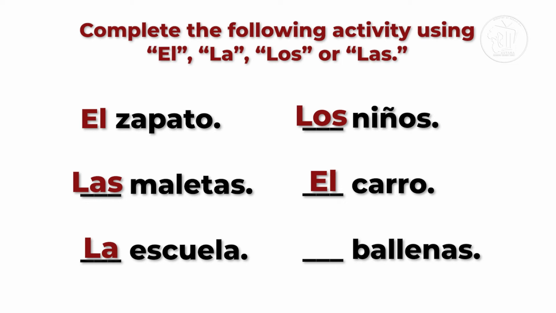And finally, número 6. Ballenas, ballenas, which means whales. So as you could see, it's plural and it ends in AS. So we could see it's a plural feminine noun. So we should say las ballenas, las ballenas. Excelente. How many did you get correct?